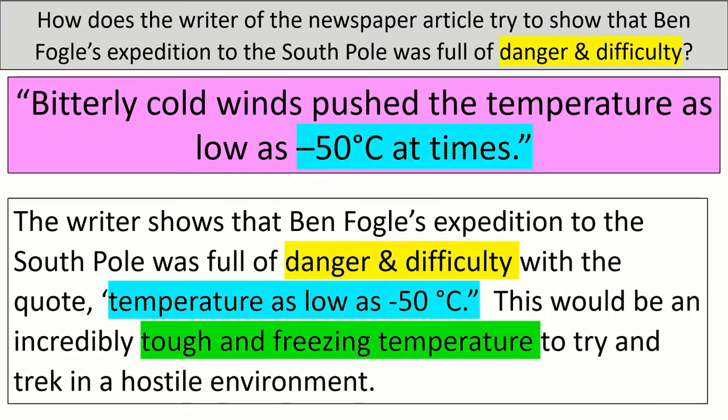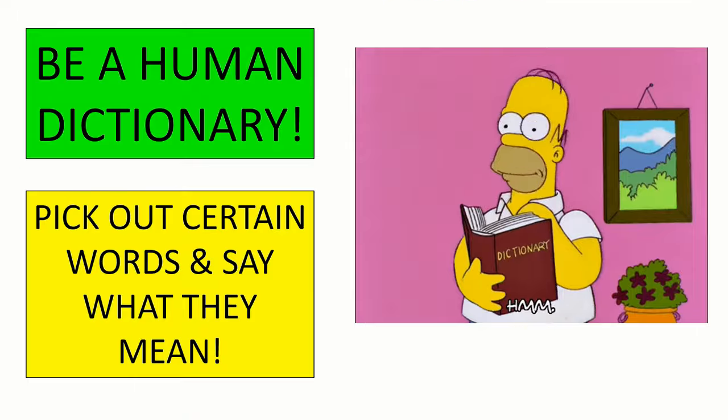So I've put the writer shows that Ben Fogle's expedition to the South Pole was full of danger and difficulty, with the quote temperature as low as 50. This would be an incredibly tough and freezing temperature to try and trek in a hostile environment. So my yellow is my link to the question, danger and difficulty. My blue is my quote, and my green is the effect on the reader and why the writer has said that. Remember, you need quotes in every single answer you do. So again, another one, be a human dictionary.